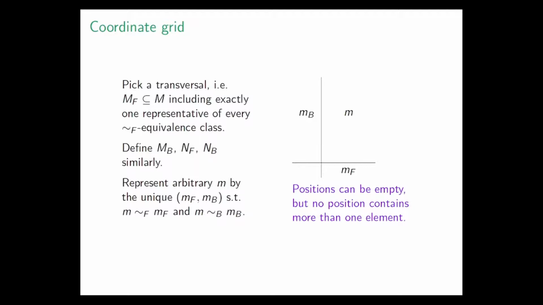And the crucial fact told us that no position could contain more than one element, because that would amount to having two models, m and m primed, which were different, but nevertheless were equivalent according to both of these equivalence relations, and that can't happen. What can happen is that positions can be empty. You could pick a tilde F equivalence class and a tilde B equivalence class such that there was no model that was in both of those equivalence classes.